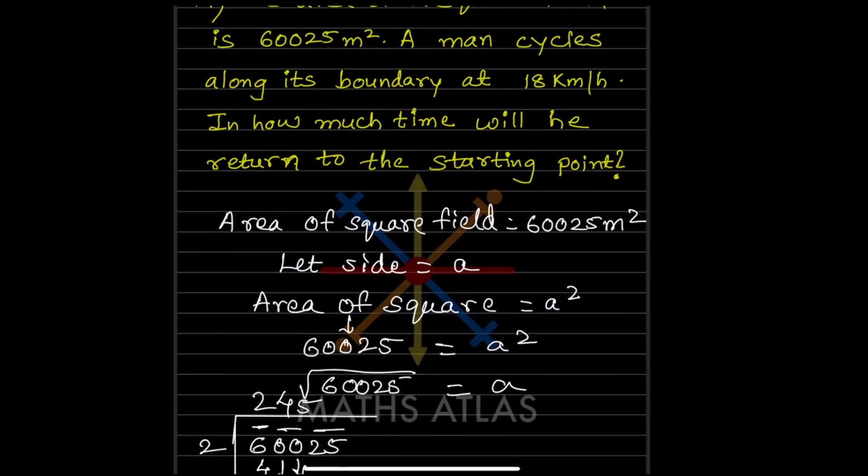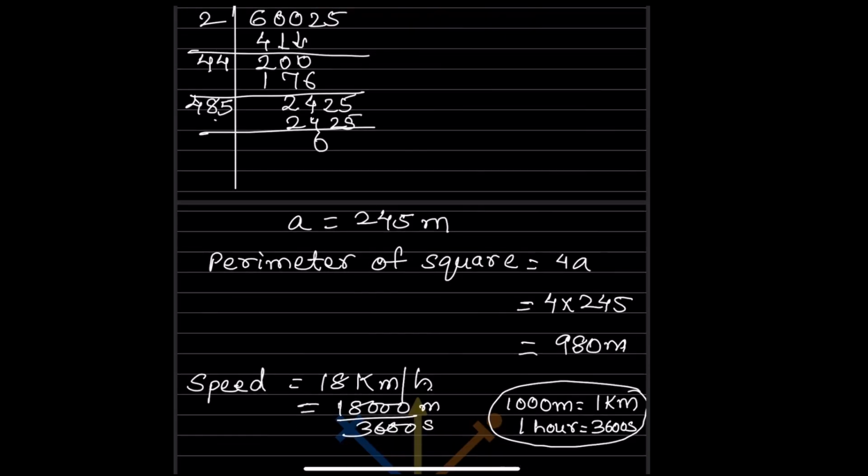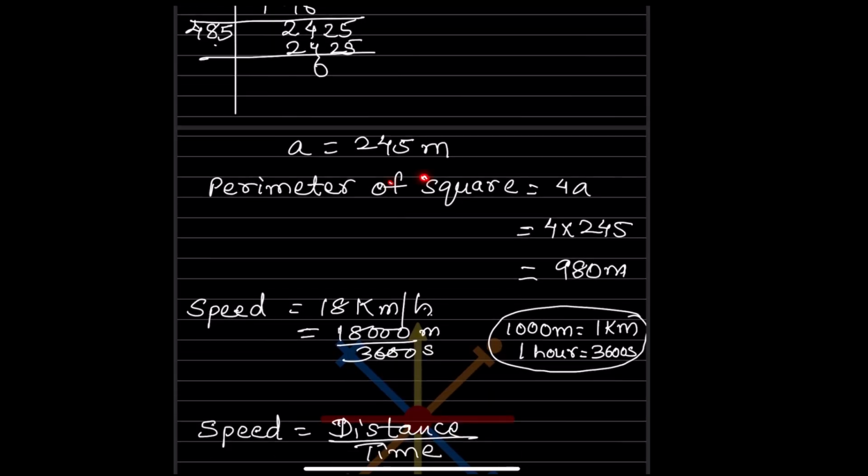Now it's given the boundary. Boundary means we have to see the perimeter. Perimeter of square, the formula is 4 into side. So here the side we considered as A. So we will write here 4A. So now 4 into, we got A as 245. So you are going to write here 245. When you multiply this into this, you get 980. And since it is the perimeter, it should be in meter, because this is also in meter.